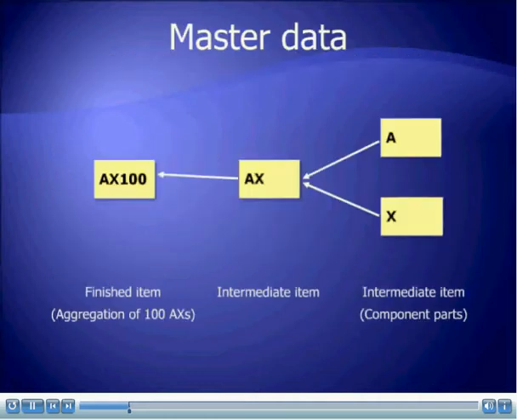Let's look at the master data to be used in this section. The component parts A and X are assembled to produce the intermediate item AX. AX is then packed into units of 100 to become AX100. Each process has its own master data.